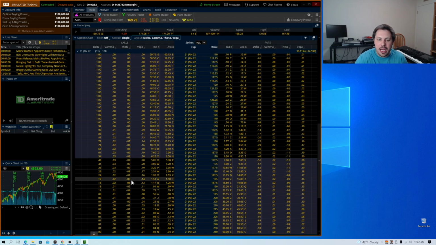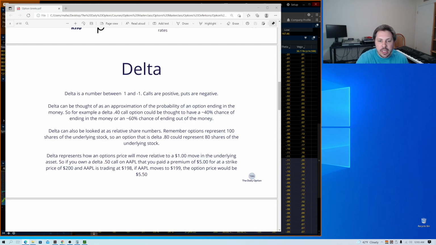Delta can be a highly valuable and quick way to make approximations when we're looking at options and thinking of what we can do. So delta represents how an option's price will move relative to a $1 move in the underlying asset.